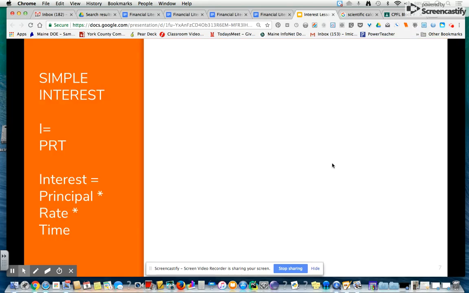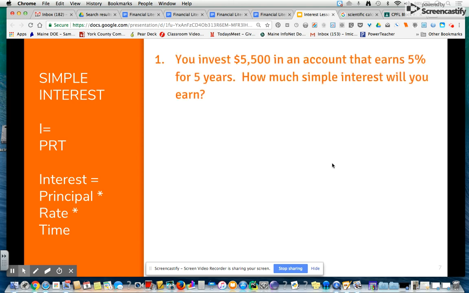Let's begin with our first example. You invest $5,500 in an account that earns 5% for 5 years. How much simple interest will you earn? So we use the simple interest formula. I is equal to PRT. The principal is $5,500. The interest rate's 5%, so it's 0.05. Remember, you want to get rid of the percent, move the decimal 2 places over to the left, and it's for 5 years. So the amount of interest that you will earn on this investment after 5 years is $1,375.